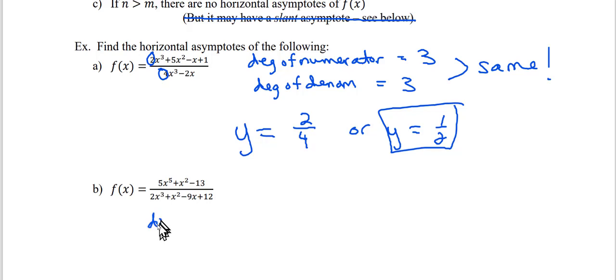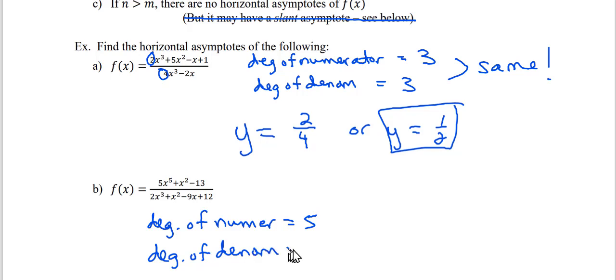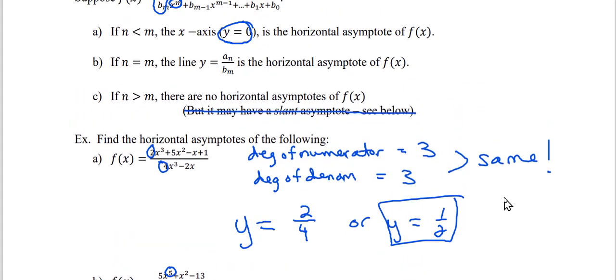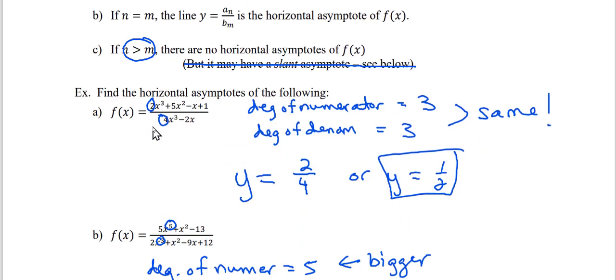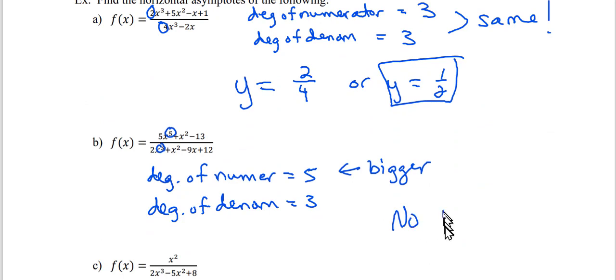Here, the degree of my numerator is 5. Make sure you're looking at the biggest number there. If they're not in descending order, you may need to make that adjustment. But here we're looking at 5 compared to 3. This is bigger. That is scenario C up here, where the degree of the numerator is bigger. So there is no horizontal asymptote. No HA.